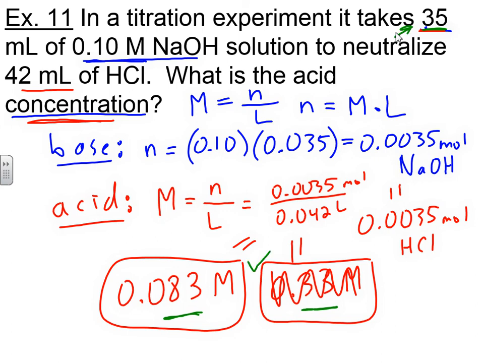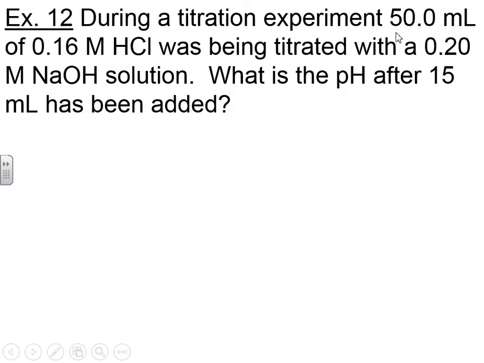So the last problem here that we'll do is, during a titration experiment, 50 mils of 0.16 molar hydrochloric acid was being titrated with a 0.20 molar sodium hydroxide solution. Find the pH after 15 mils has been added. For this one, I haven't done this in the previous problems, but let's go ahead and draw the picture of the experiment itself, since we're going to be doing a few of these experiments, hopefully.